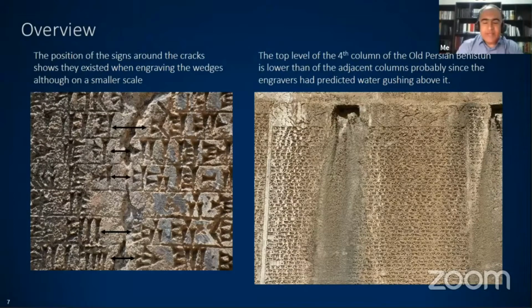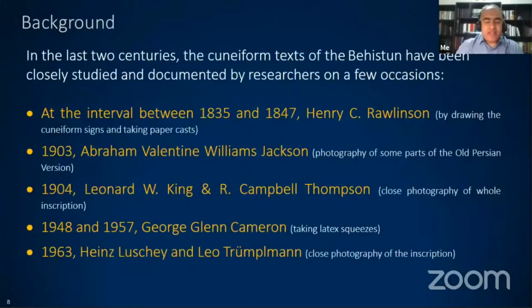In the last 2 centuries, its cuneiform texts have been documented and closely studied on a few occasions: between 1835 and 1847 by Henry Rawlinson, in 1903 by Abraham Valentine William Jackson, in 1904 by Leonard King and Campbell Thompson, in 1957 by George Cameron, and in 1963 by Hans Luschey and Leo Trümpelmann. They attempted to document the inscription and obtain a copy of the cuneiform text in order to collect and enhance previous editions.